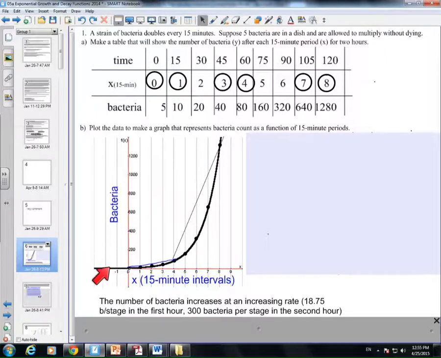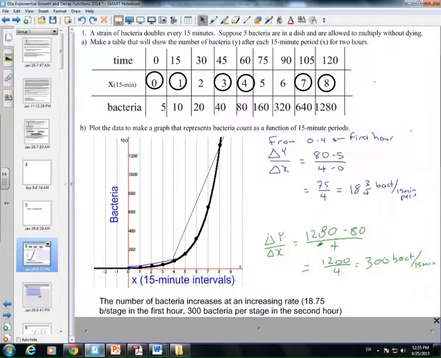You can see that on the graph because there's a very slow rate of change, relatively speaking, in the first hour. And there's a much more rapid rate of change in the second hour. And that can be observed through calculations like this. The old rate of change trick. We went from 5 to 80 bacteria in 4 15-minute intervals, which means we're getting about 19 bacteria for every 15-minute period, and that's just over a bacterium per minute.